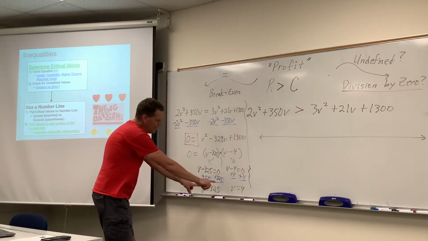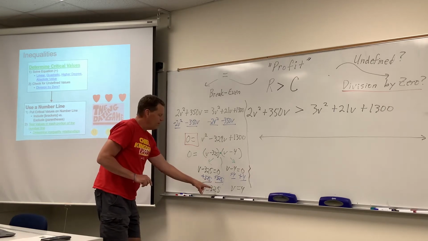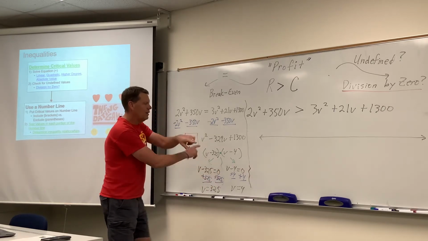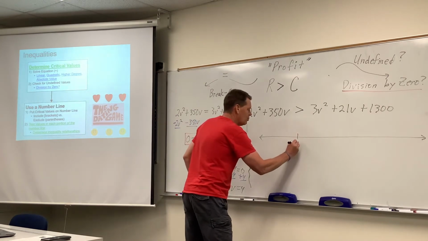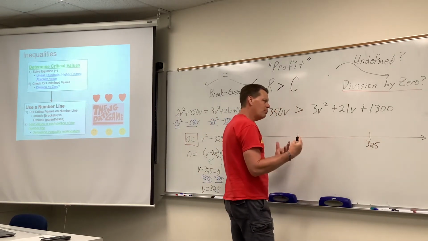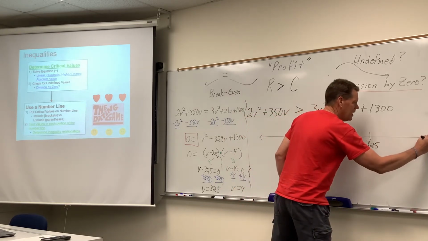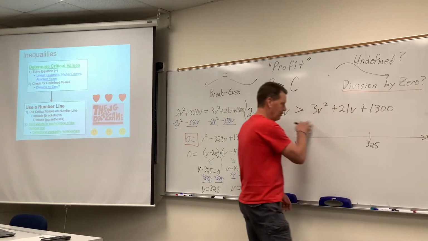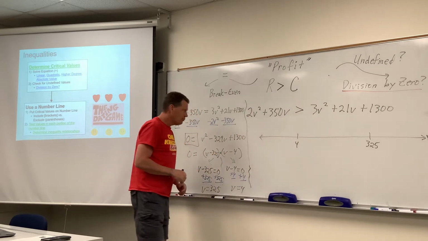Now, it's important, even though the 325 is here and the 4 is there, on a number line, wouldn't 4 be a smaller number than 325? So make sure you put them on there the way they would appear. And this number line is actually V, right? How many vehicles are we going to sell? The variable that's in the question.